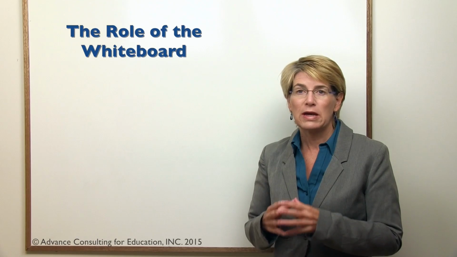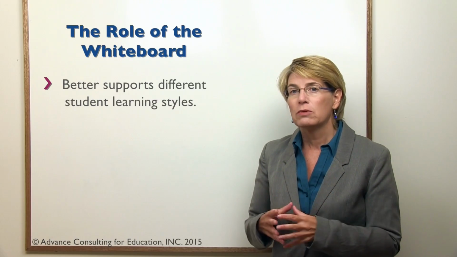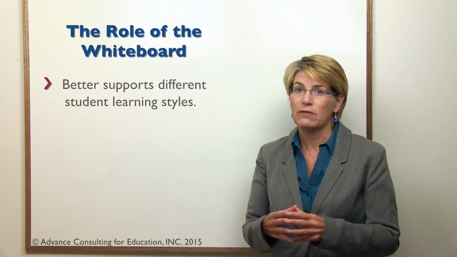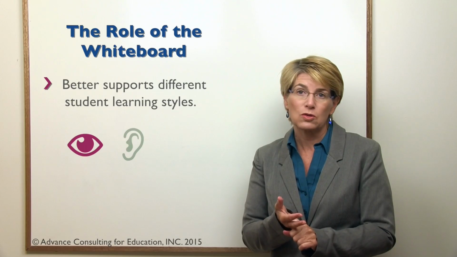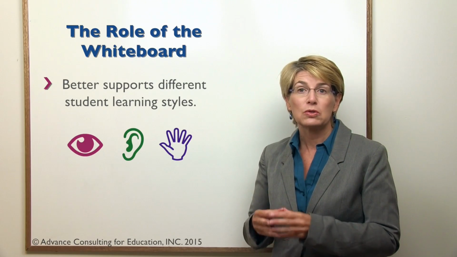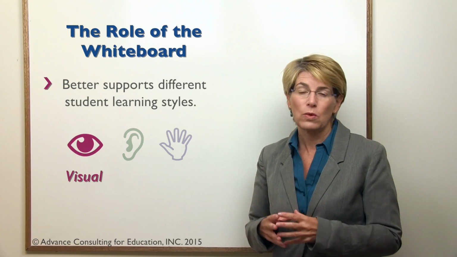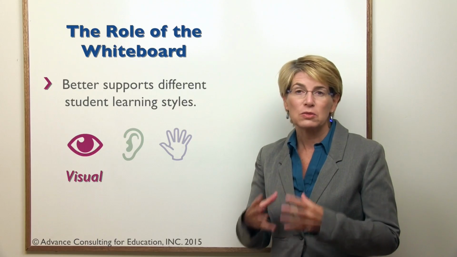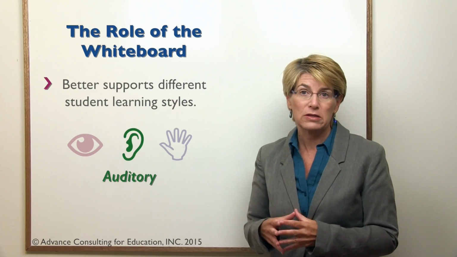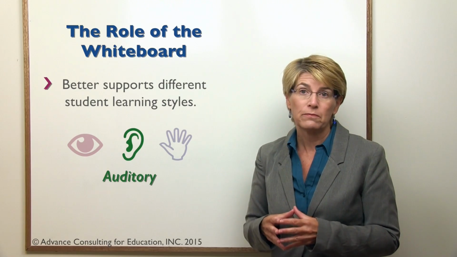The whiteboard also allows us to better support different student learning styles. If you recall, there are three sensory preference learning styles that students may have. One is visual, one is auditory, and one is kinesthetic. So the whiteboard allows us to support students who have a visual learning style. These are students that like to see what they're learning. We're automatically supporting students with an auditory learning style as we speak and deliver the lesson. So the whiteboard allows us to hit the visual styles as well.